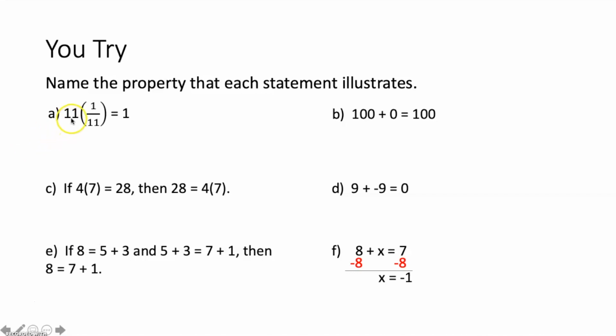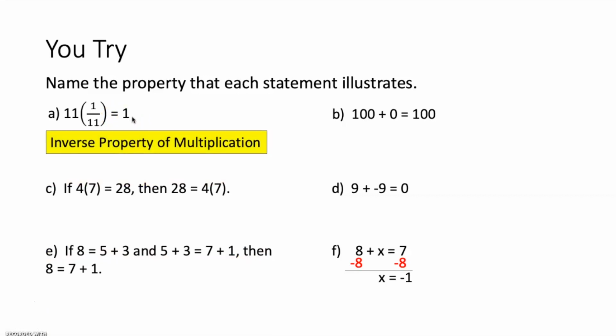Okay, so for part A, we have 11 times 1 over 11 is equal to 1. So anytime you have a number times its reciprocal is equal to 1, that's going to be the reciprocal property of multiplication, or we can also call that the inverse property of multiplication. Part B, we have 100 plus 0 is equal to 100.